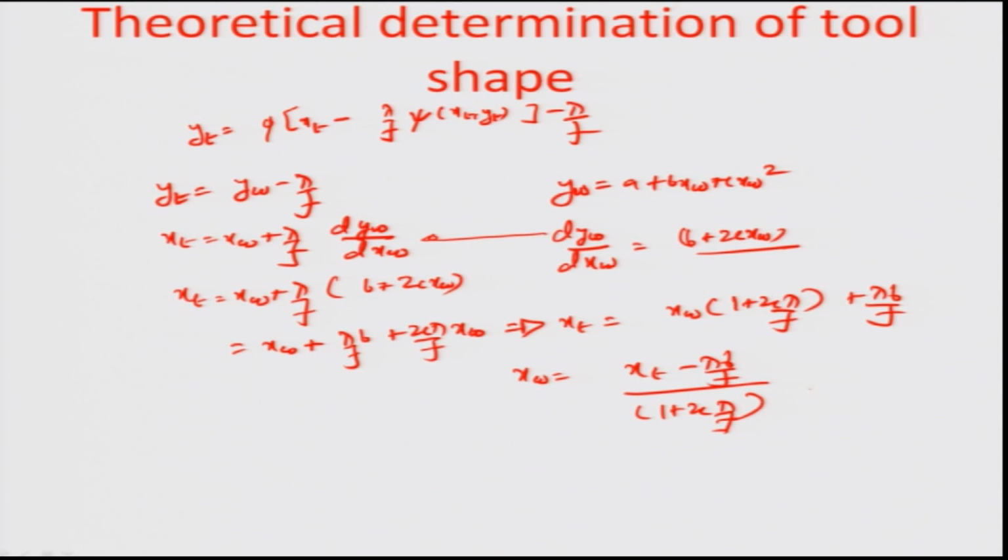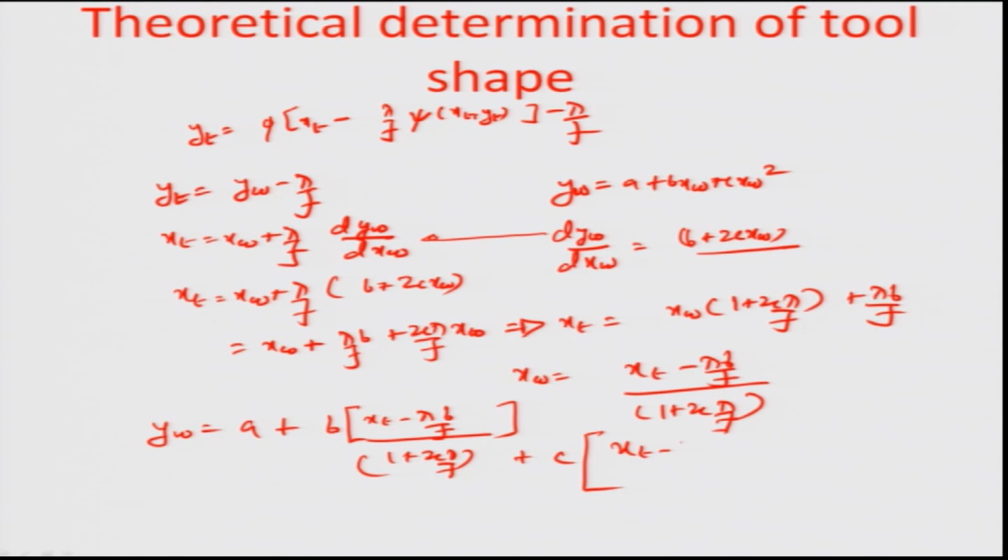If I were to put this back into the formulation, you already know that y_w is related to x_w in the way a plus b x_w plus c x_w square. Now the value of x_w is x_t minus lambda b by f divided by 1 plus twice c lambda by f. So, x_t minus lambda b by f divided by 1 plus twice c lambda by f, whole square, is the value of x_w, and y_w is again written as y_t plus lambda by f. That is how you express this.